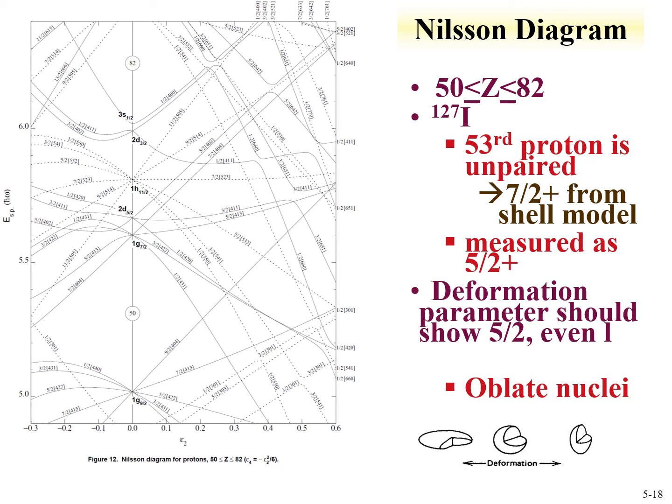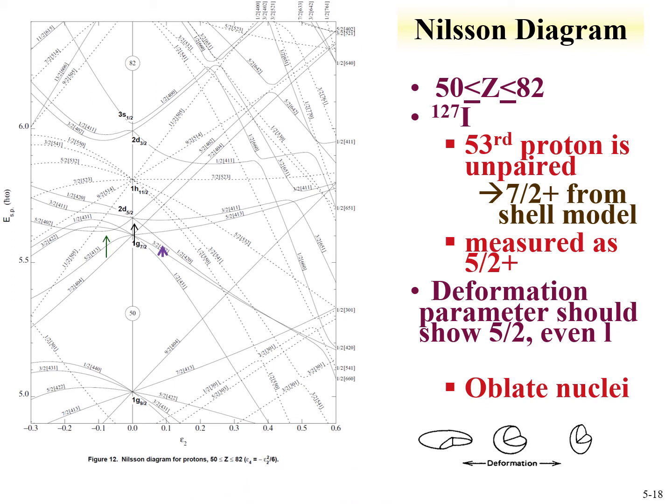So let's consider iodine 127. It's a stable nucleus. Here's the Nilsson diagram for the protons of Z between 50 and 82. For iodine 127, it has 53 protons. That's the unpaired. From the shell model, we would expect the spin to be 7/2, the parity to be plus. The measured spin and parity for iodine 127 is 5/2 plus. So the deformation parameter should show 5/2 with an even L value.